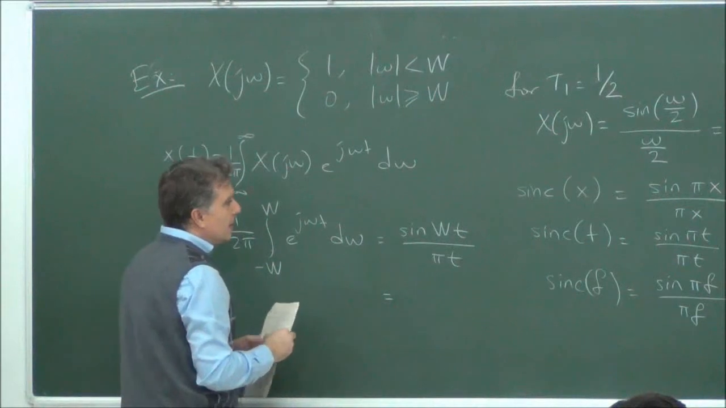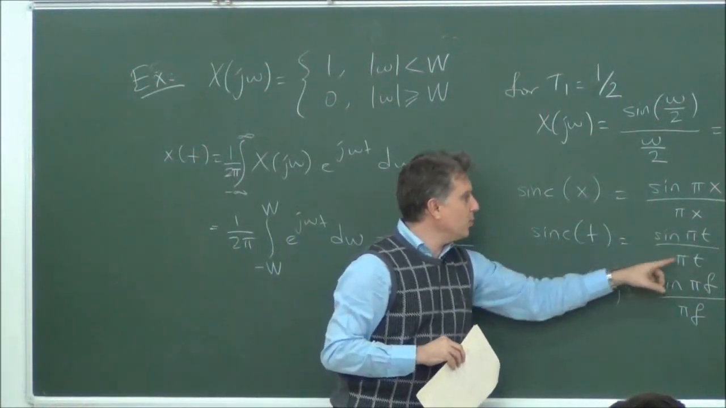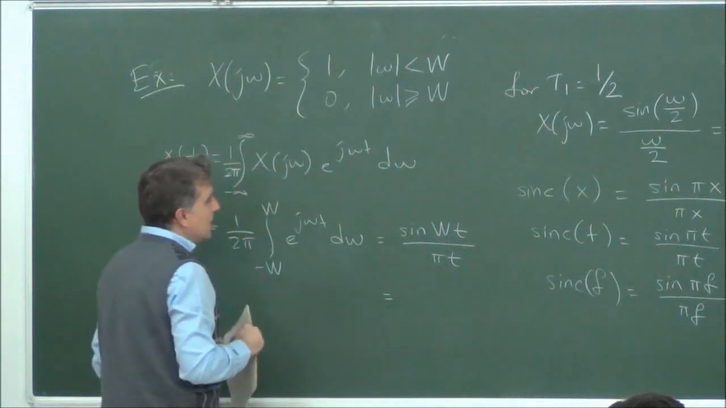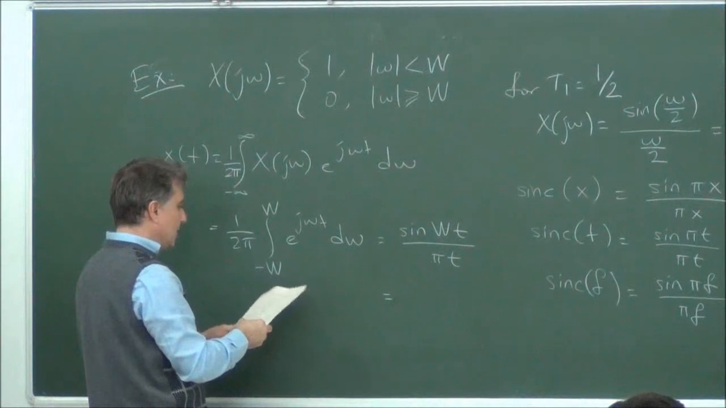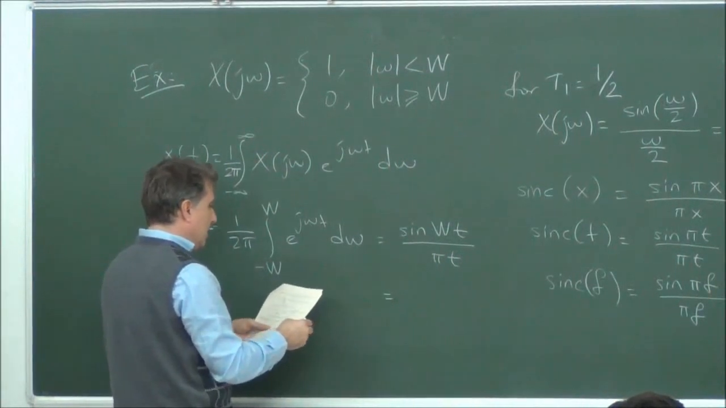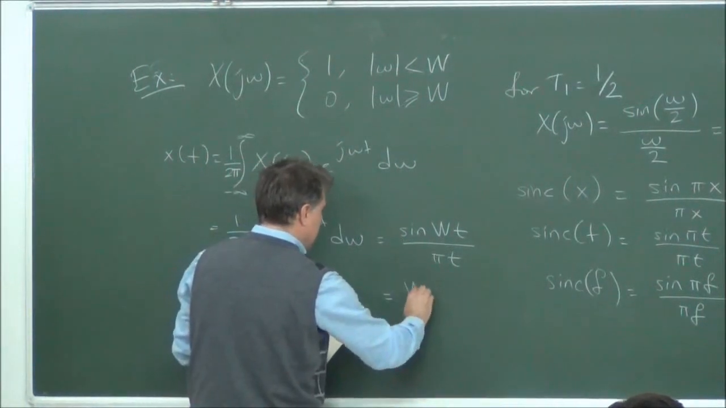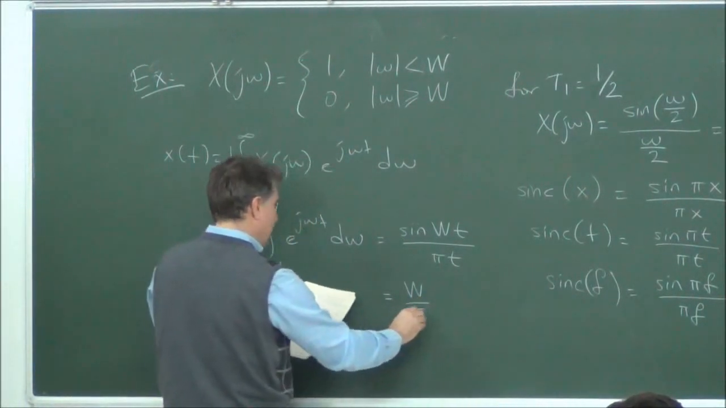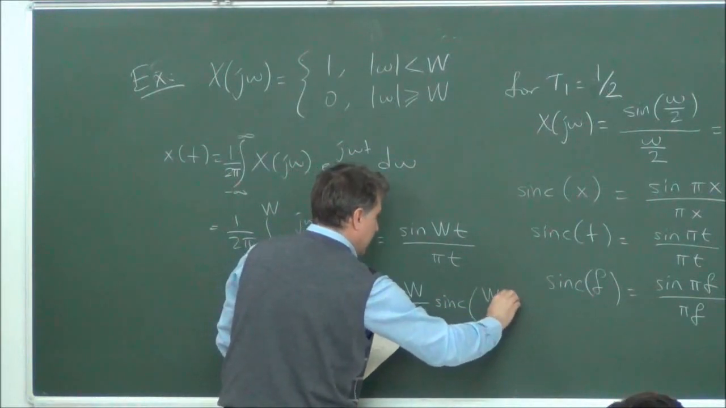But as I say, the sinc signal, sinc t over here is sine pi t over pi t, whereas this is sine wt over pi t. So how do we normalize all these things? They can all be normalized like this. It is w over pi sinc wt over pi.